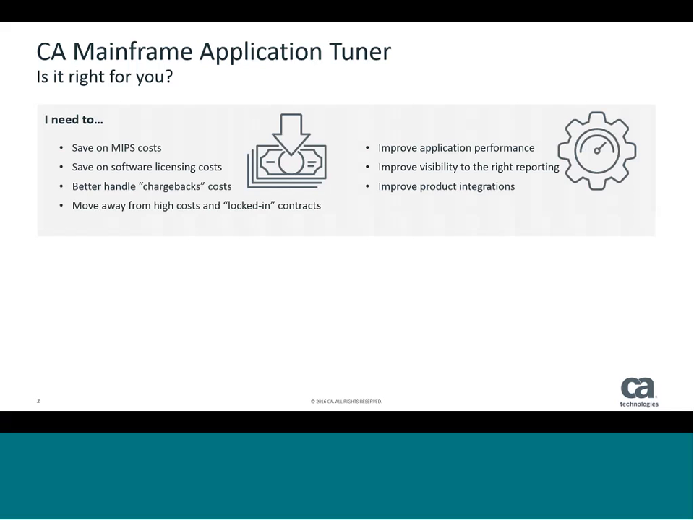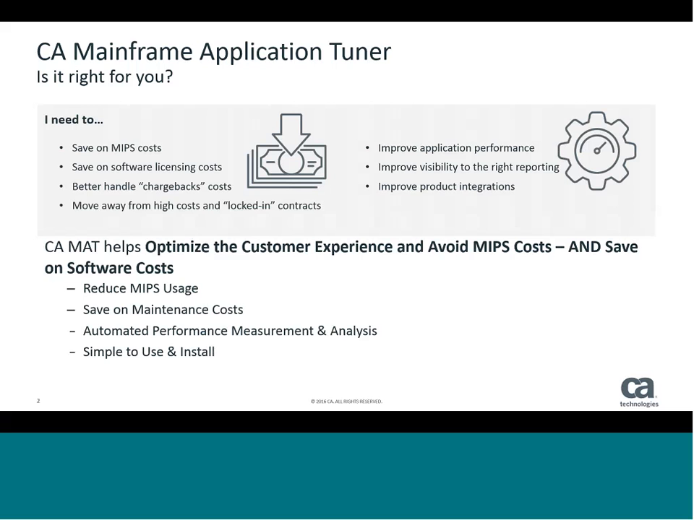We definitely look forward to detailing some of these aspects through the specific features to be discussed today. Altogether, CA Mainframe Application Tuner really helps optimize the customer experience and avoid MIPS costs, as well as saving on your software costs. Really, this comes down to reducing MIPS usage and saving on your maintenance costs. It comes through automated performance measurement and analysis, as well as being very simple to use and install. With that, let me turn it over to our product owner, Frank Schuler.